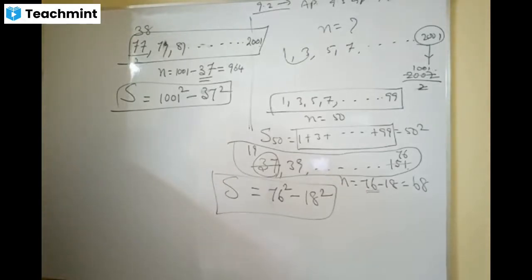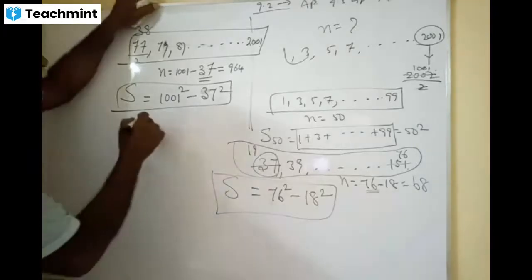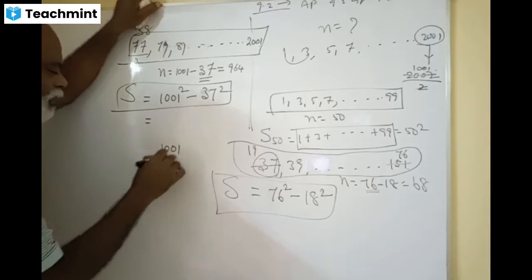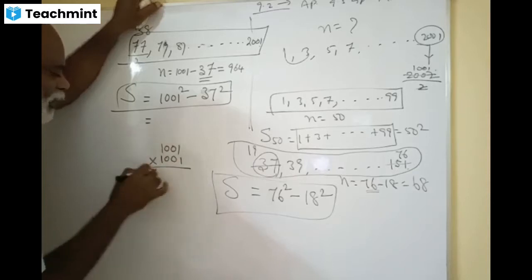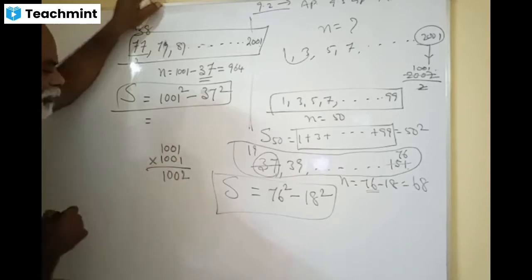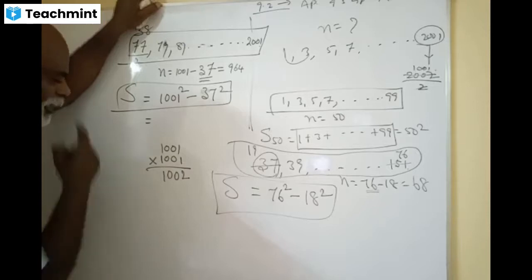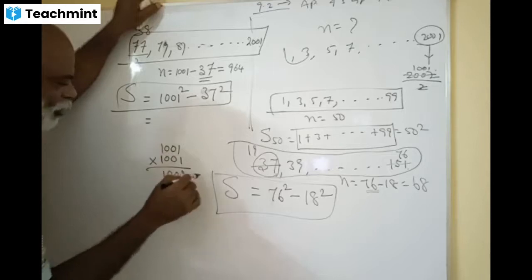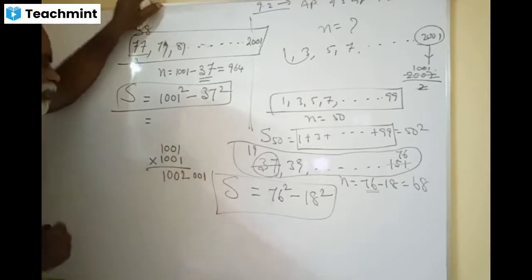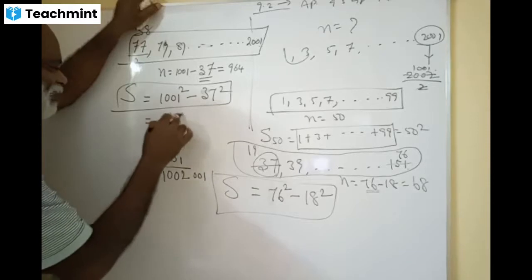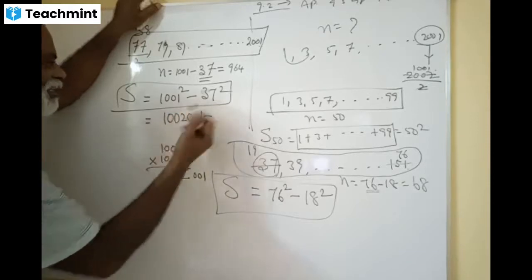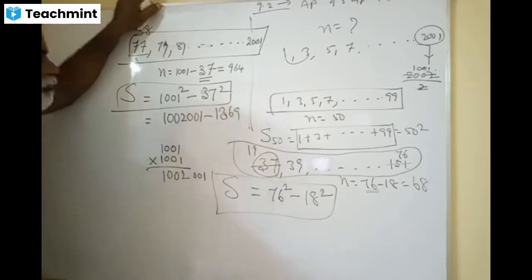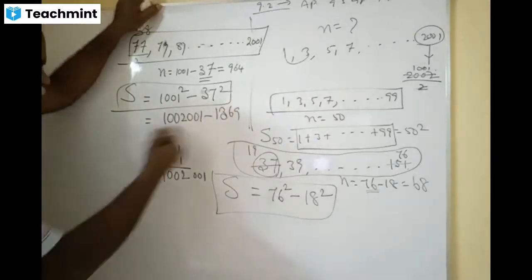Right. So 1001 square, all of us know what 1001 square is. Can anybody say 1001 into 1001 without multiplying? I gave a beautiful shortcut: 1002, and then you should write it here, 1 into 1 is 1. That's all. And 37 square is nothing but 1369. You subtract it, you get it.